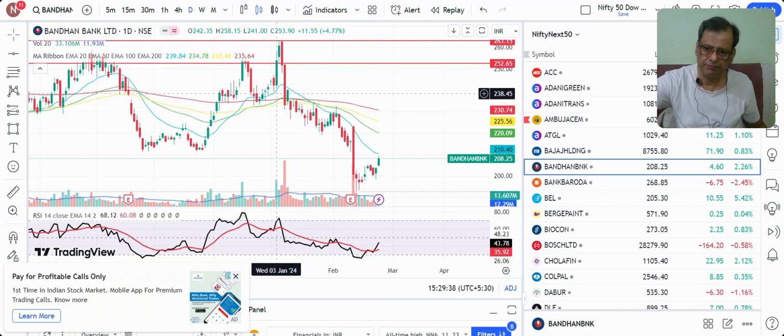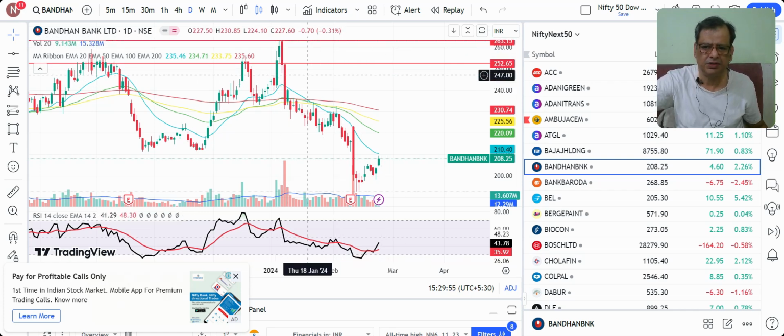Now see here, there is only one base here. Why do I call it base? Because there's rally, base, drop, leg in, base, leg out candle. Now, this is your fresh supply zone.